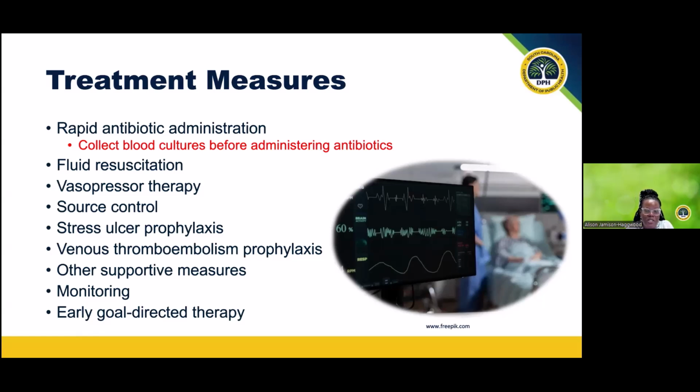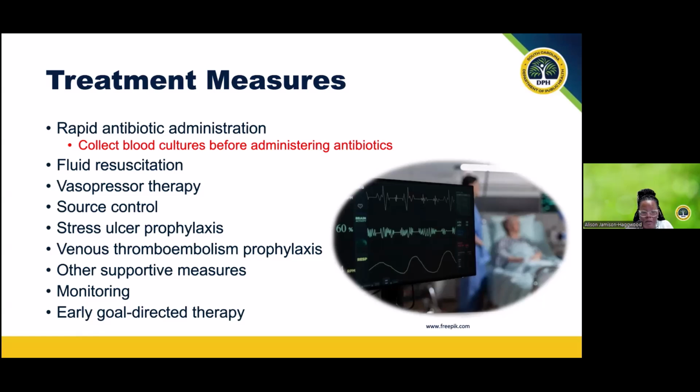And then back to source control, you want to make sure you're identifying those issues that may be causing the infection because they may have, like I mentioned earlier, a draining abscess, or they may have an infected device that may need to be removed because this could be a post-surgical patient. And then prevent stress ulcers in the GI tract, particularly for those patients with risk factors. And then preventing those PEs or thromboembolisms. You want to prevent those using some type of anticoagulant.